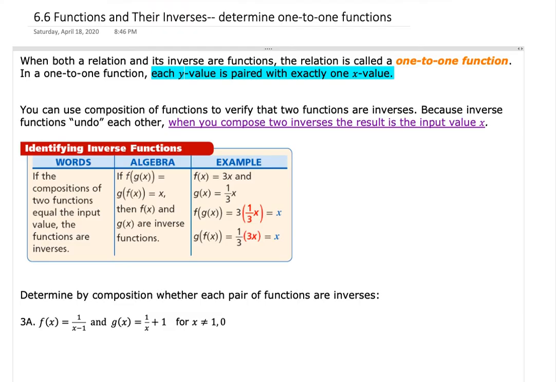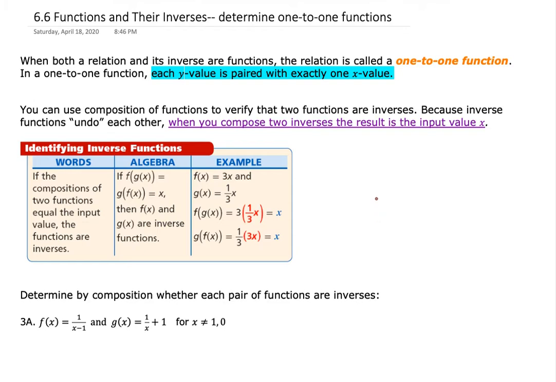One more page of this stuff. We're going to talk about one-to-one functions. So when both a relation and its inverse are functions, the relation is called a one-to-one function. In a one-to-one function, each y value is paired with exactly one x value. So it's 1-to-1. You can use composition of functions to verify that two functions are inverses, because inverse functions undo each other. When you compose two inverses, the result is the input value x.